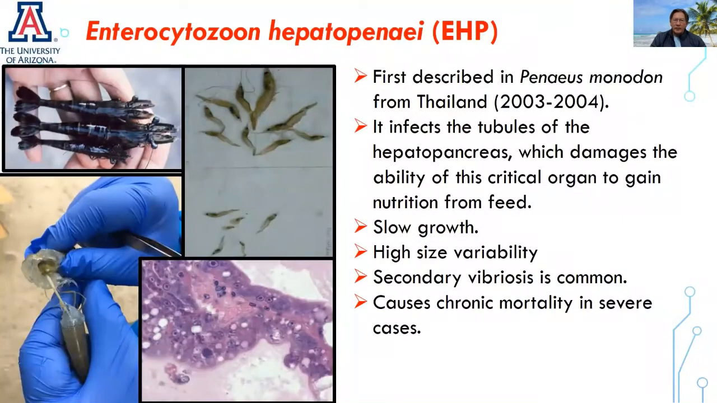Now, EHP is one of the most important pathogens in the shrimp industry worldwide, and it has been reported since 2003-2004, first in Penaeus monodon, later on in Penaeus vannamei. Basically, the target organ is the hepatopancreas, where as soon as they start causing severe infection, it damages the ability of the hepatopancreas to gain nutrition from feed. It causes slow growth and high size variability. Usually, in the later stages of the disease, it has been associated with vibrios. We already know that Vibrio are opportunistic pathogens. In some severe cases, this disease can cause chronic mortalities in shrimp farming.